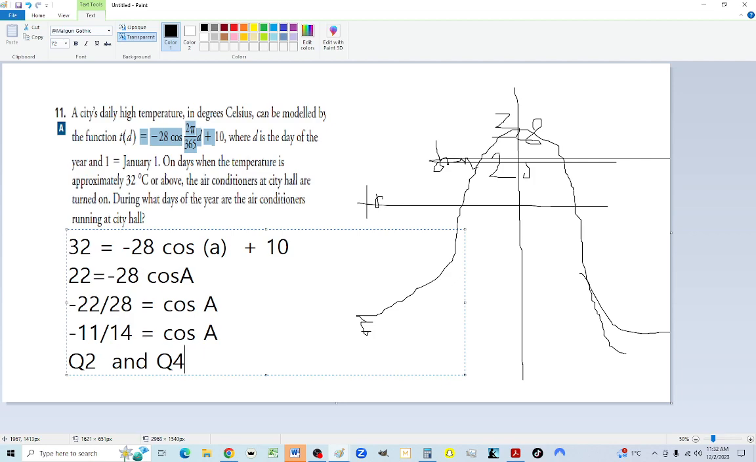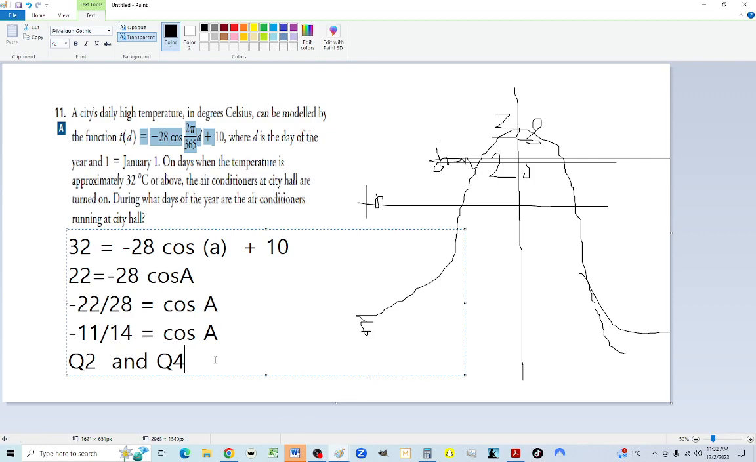Interesting. Where is cos A negative? In quadrant 2 and quadrant 4. That's weird, I would have expected the quadrants right beside each other. So let me just take that again. So we're definitely talking about those quadrants.